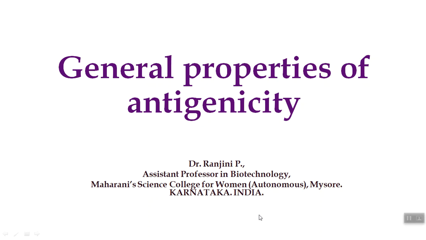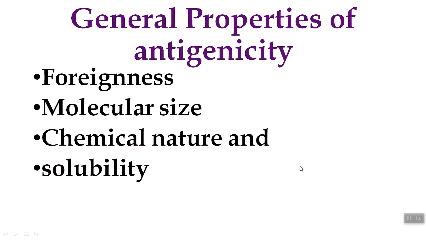Today we learn about general properties of antigenicity. The ability of the antigen to produce and react with the products is known as antigenicity. So it is the behavior of the antigen to elicit the immune reaction and to cross-link the products of the immune reaction. So for a molecule to be considered an antigen, what properties should it have? This is regarding the general properties of antigenicity.